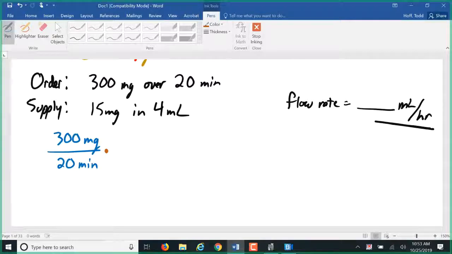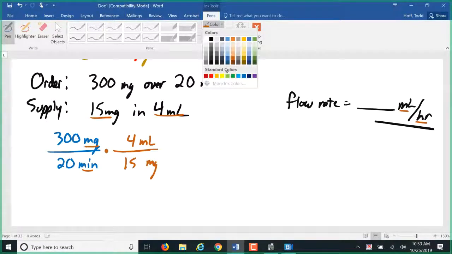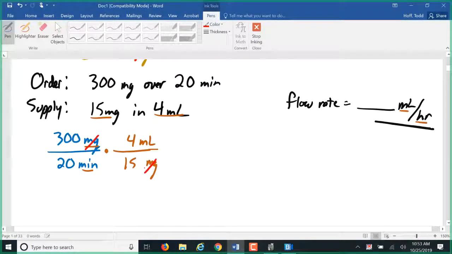So we start out with our order of 300 milligrams over 20 minutes. Here we have to change both. This is currently milligrams over minutes. We want milliliters over hours. We'll start by changing the milligrams. We'll put milligrams on bottom. We have 15 milligrams in 4 milliliters. That cancels out the milligrams, and now we have milliliters on top and minutes on bottom.